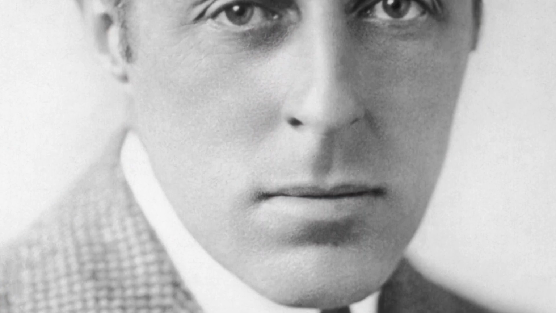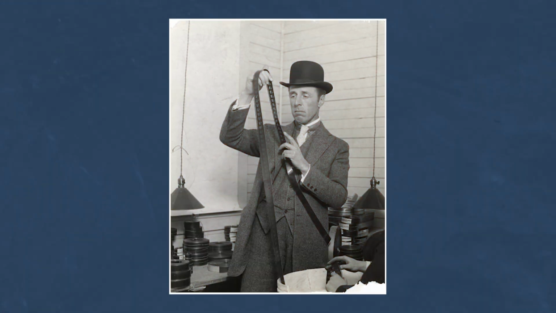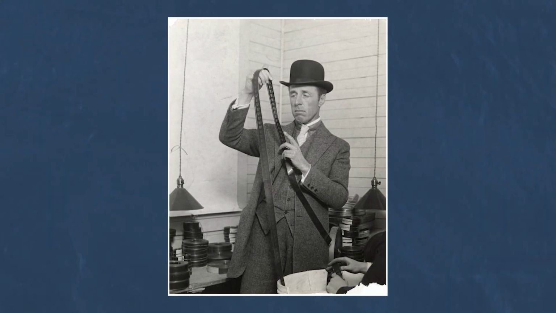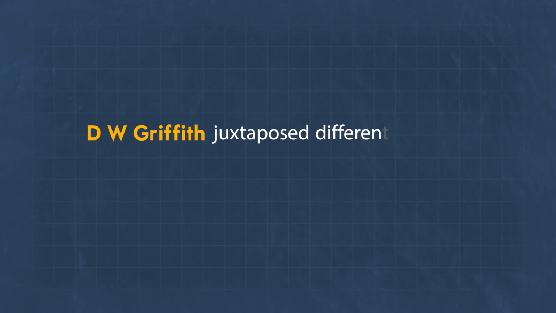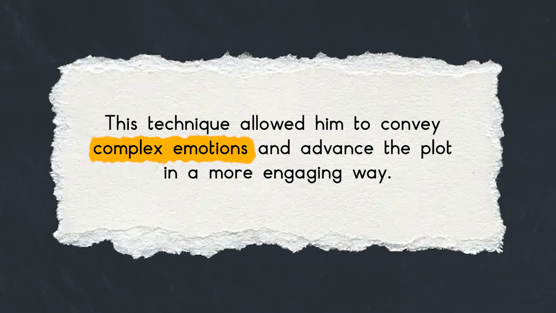D.W. Griffith and classic cutting. Griffith has been called the father of film because he consolidated and expanded many of the techniques invented by his predecessors and was the first to go beyond gimmickry into the realm of art. D.W. Griffith juxtaposed different scenes and storylines to create a cohesive narrative. This technique allowed him to convey complex emotions and advance the plot in a more engaging way.